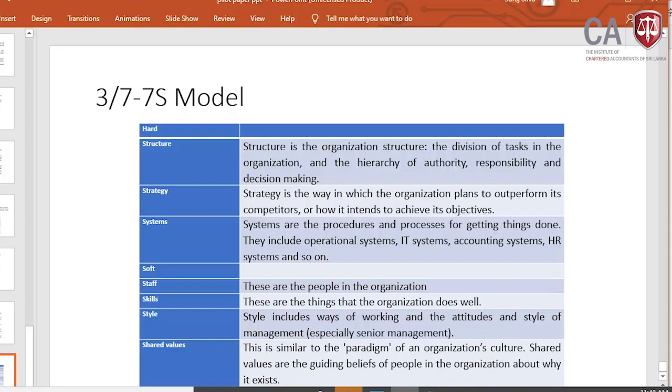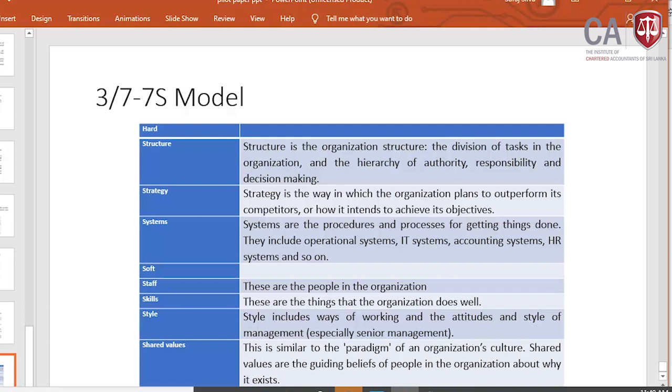Strategy. Strategy is the way in which the organization plans to outperform its competitors, so how it intends to achieve its objectives. For example, cost leadership, differentiation. Systems. Systems are the procedures and processes for getting things done. They include operation systems, IT systems, accounting systems, HR systems and so on.